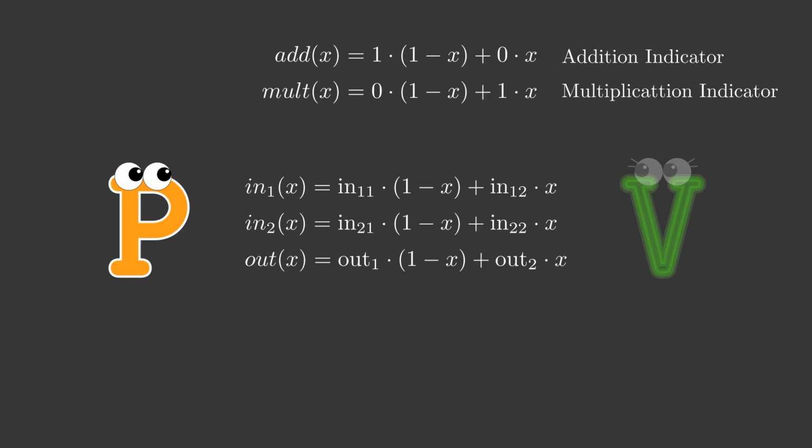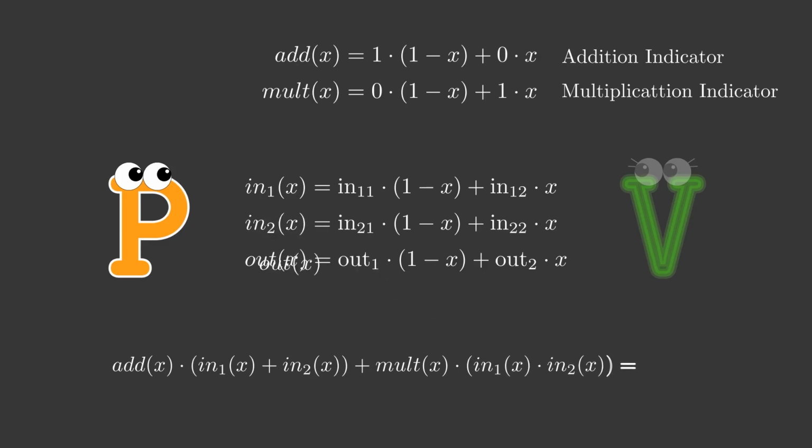The third step is to assemble the five polynomials into the following equation. Ed of x times in1 of x plus in2 of x, plus mult of x times in1 of x times in2 of x, equal to out of x. Note that this equation covers the original relation that the prover wants to prove.